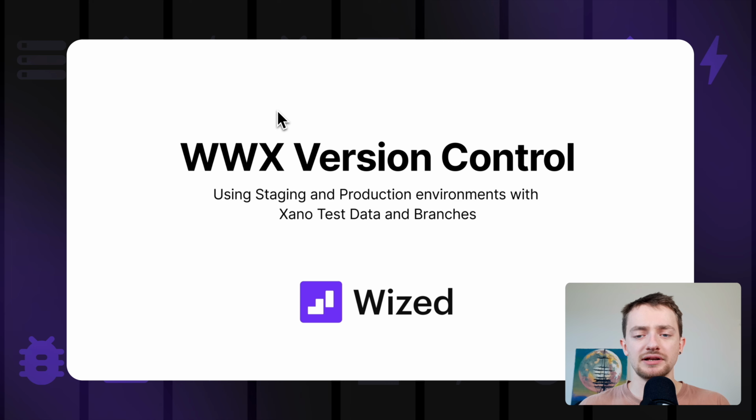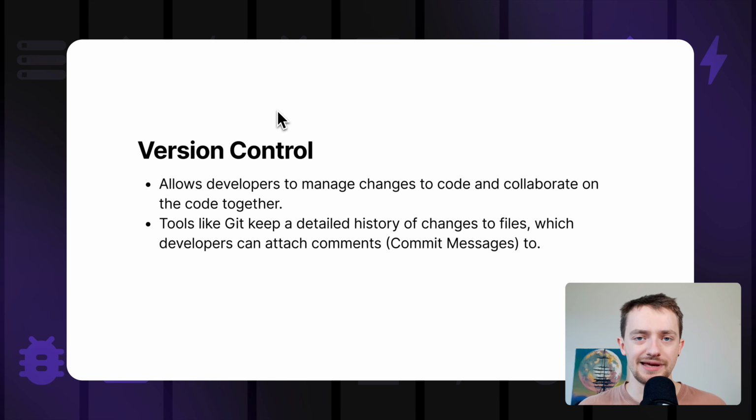So we'll talk a little about what version control is. If you've any traditional development experience, you'll likely be familiar with this. It allows developers to manage changes to a particular code base, and to collaborate on the code together with other developers. Tools like Git, which is what GitHub uses, allow you to keep a detailed history of changes to files, and you can also attach comments or commit messages to these changes.